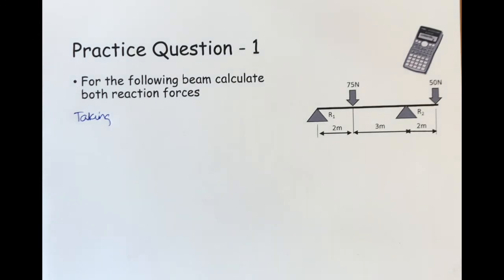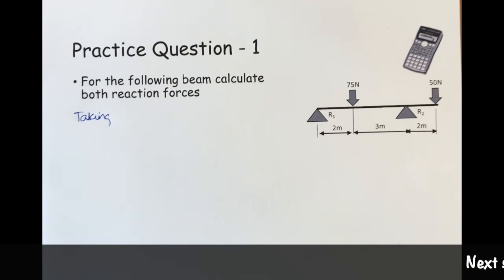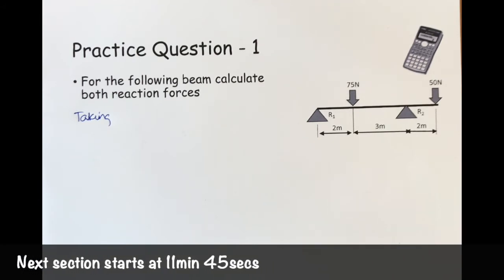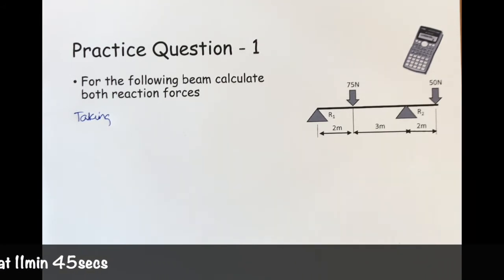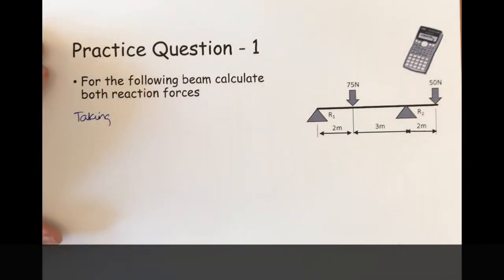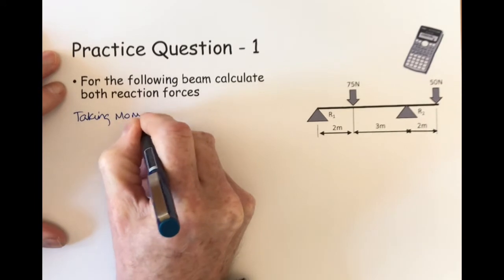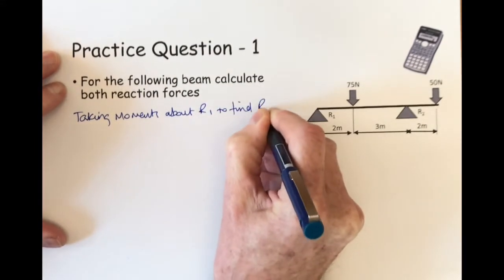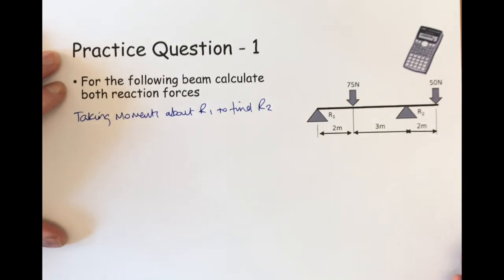So the answers you should have got are for R1 25 newtons and for R2 100 newtons. If that's what you got, well done. If you didn't get that, let's go through it. So the first thing you need to do is to state where you're taking your moments from. Taking moments about R1 to find R2, and then clockwise moments equals anti-clockwise moments.